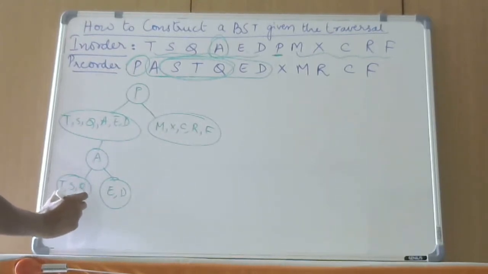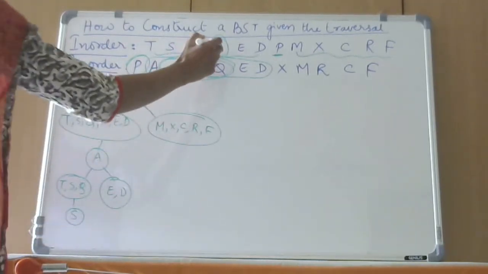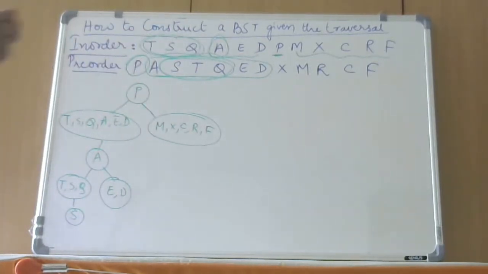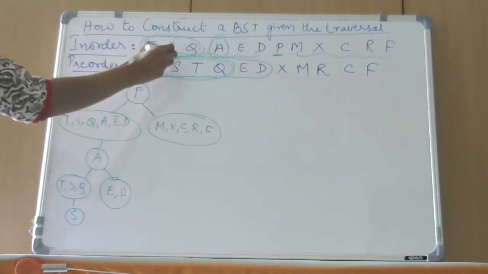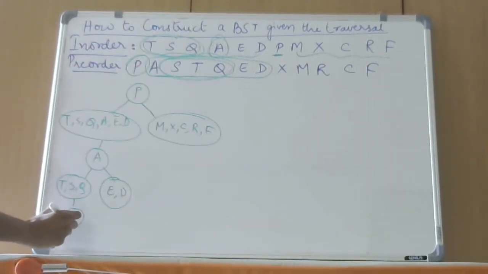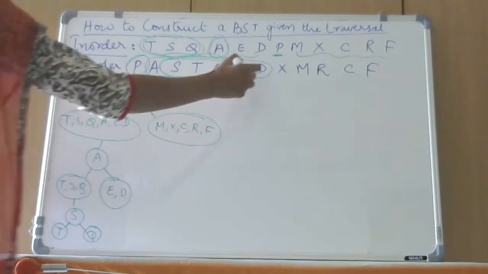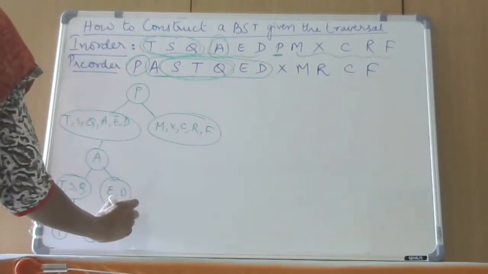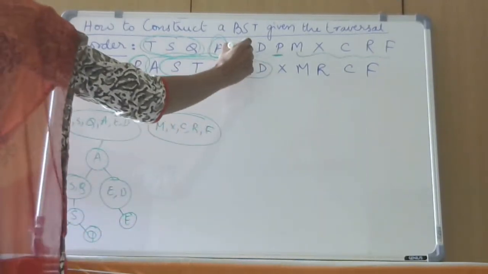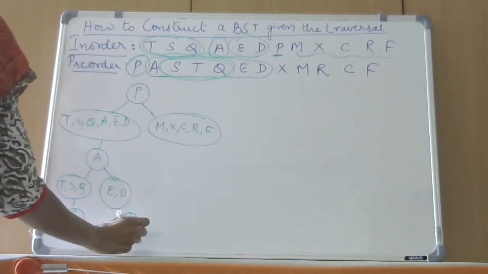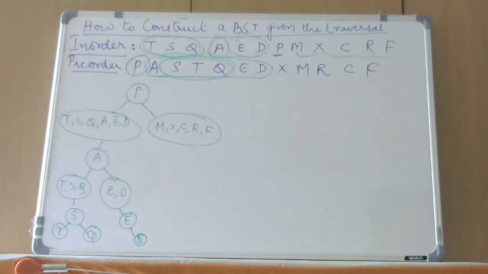Again, if you observe T, S, Q in the pre-order, S comes first. So I will take S as the root for this. If you see here, in the in-order, T is to the left of S, Q is to the right of S. So I will have here T, and this will become Q. Similarly, E, D: which is coming first? E. So E will become the root node. D comes to the right of E. So that is our left subtree, now ready.